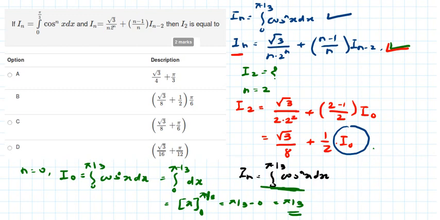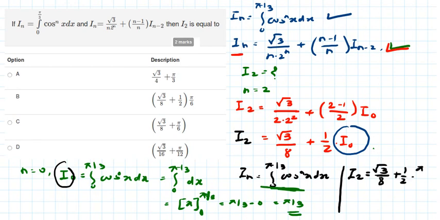Now put this value of I0 into this given I2. Okay, this is the value for I2. See this, what will happen? This will be I2 equal to under root 3 upon 8 plus 1 by 2 into pi by 3. So this is equal to under root 3 by 8 plus pi by 6. If you observe the answer, then you can clearly see option C is the right answer.